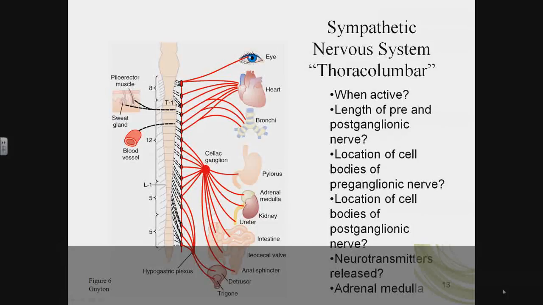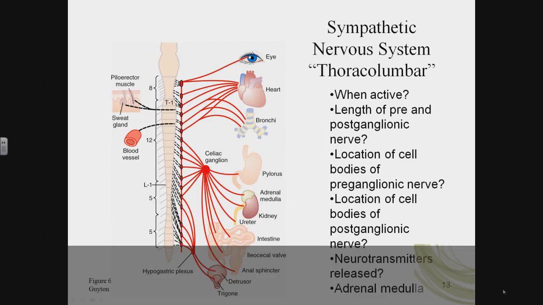What's the length of the preganglionic fiber? Very short. If you look at this picture and you find the dashed black lines coming off the spinal cord, you can see how short the preganglionic axons are. If you look at the red lines, these represent the length of the postganglionic axon, which is much longer. Where do we find the location of cell bodies of the preganglionic neurons? They are in the IMLCC between T1 and L2.